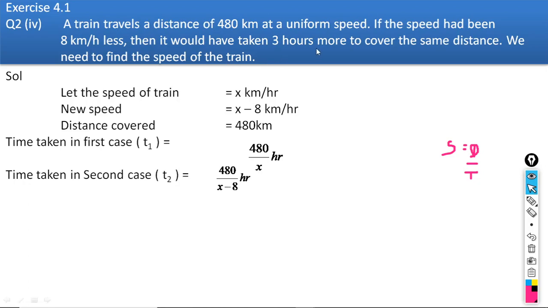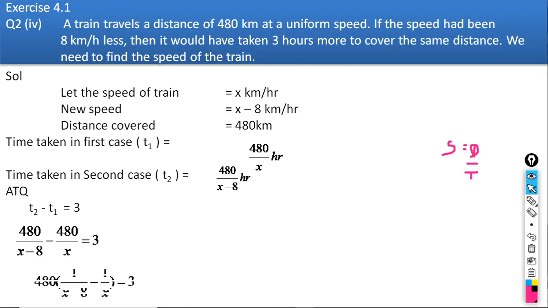So the difference of time is 3 hours. You have to identify out of T1 and T2 which one is greater. In the first case the speed is less. When the speed is less, time taken is always more. So T2 is greater than T1, and we have a condition here: T2 minus T1 is equal to 3.